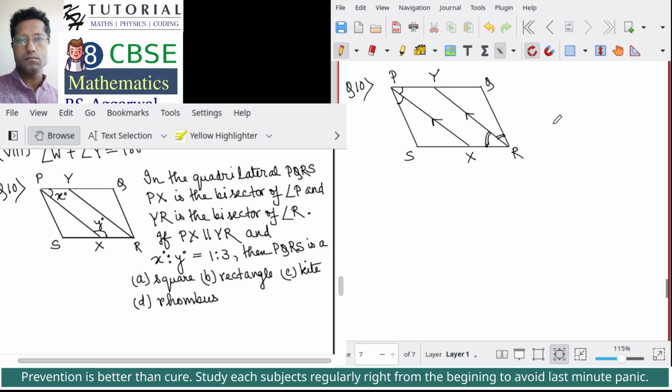Okay, and it is given X, what is X? This angle is given as X degree, and this angle is given as Y degree, and X is to Y is given as 1:3. Then PQRS is a square, rectangle, kite, or rhombus. X is to Y is given as 1:3. PX is parallel to YR.